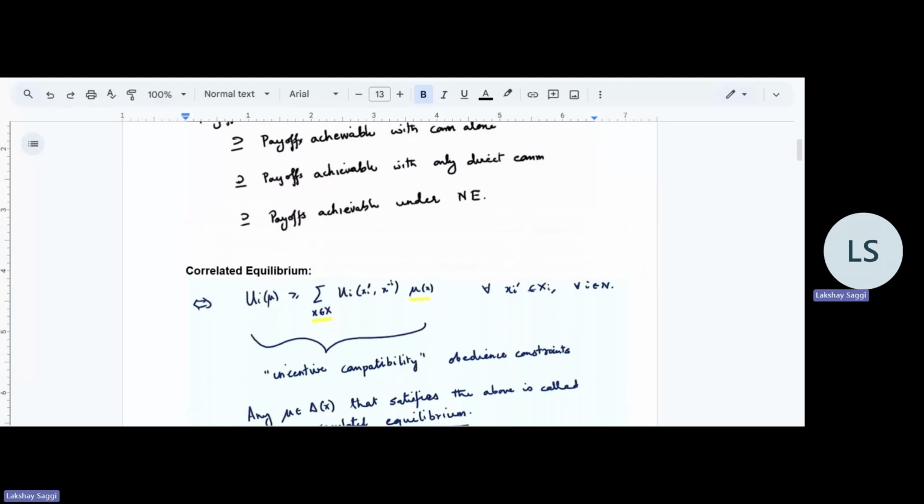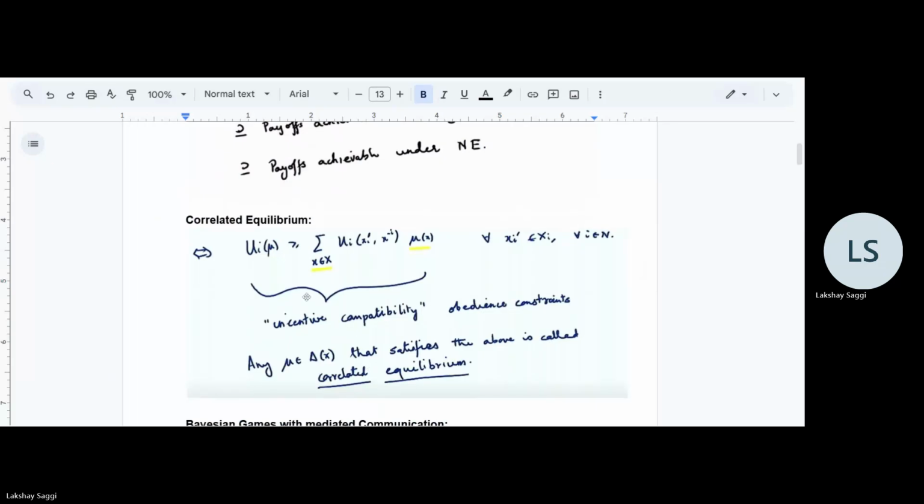So a correlated equilibrium is an equilibrium where it's basically a strategy suggested by the mediator such that for any player the payoff on following that strategy is actually greater than that player playing any other strategy, considering every other player. So for player I, if player I thinks that every other player is actually following the mediator strategy, then the best action for I should also be following the mediator strategy itself. If this is true, then that's what we call correlated equilibrium.